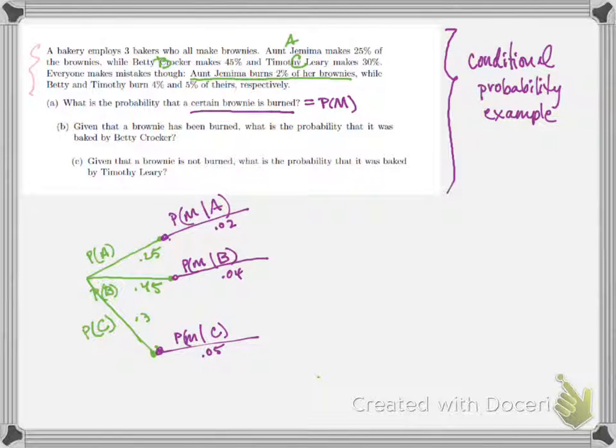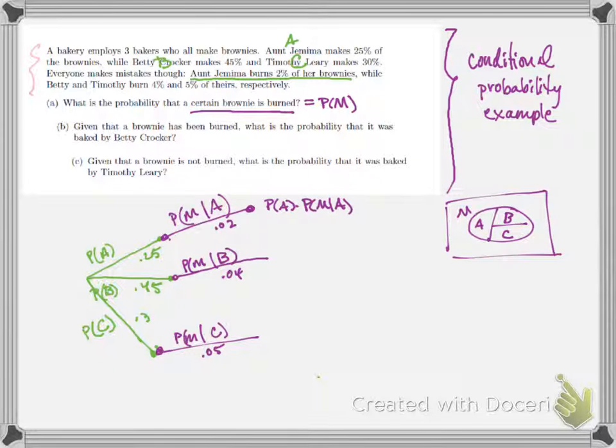Well, the mistake happening, if I were to just draw a little picture of M over here of burnt brownies, we really want to partition it off into the mistakes that came from Aunt Jemima, Betty Crocker, and Timothy Leary. And sum them all up, we get all the mistakes. Well, if we multiply along these lines, we have the probability of A times the probability of M given A, which is the probability of M intersect A. Right? That's the definition of conditional probability.